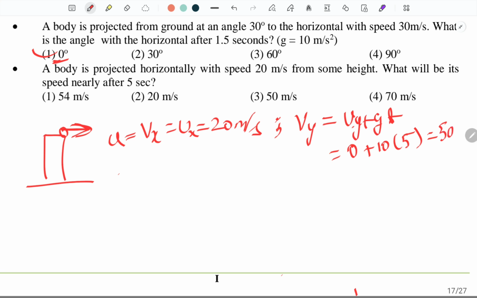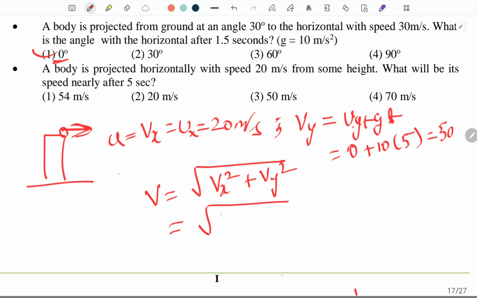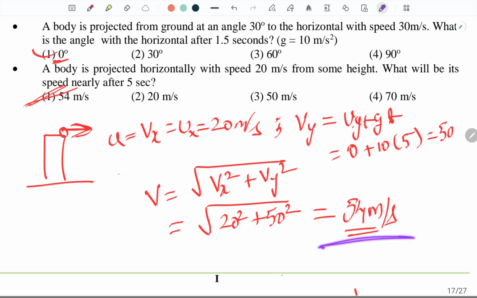So these are the velocities we have got. What will be the final velocity? Root of Vx square plus Vy square. That will give us root of 20 square plus 50 square. When you solve this, it comes approximately to 54. So this will be the solution to this question. I hope this particular question is clear.